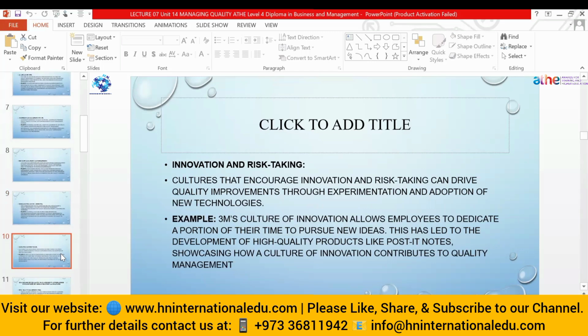Cultures that encourage innovation and risk taking can drive quality improvements through experimentation and adoption of new technologies, that is, trying new techniques and new approaches to prosper in the specific field or industry. For example, 3M's culture of innovation allows employees to dedicate a portion of their time to pursue new ideas. This has led to the development of high quality products like Post-it notes, showcasing how a culture of innovation contributes to quality management. So, innovation and risk taking is not only in small organizations.